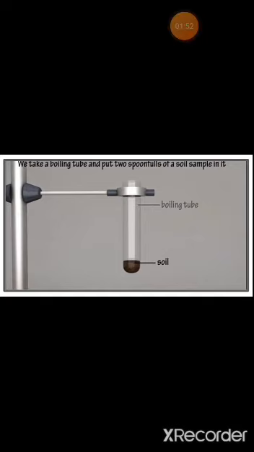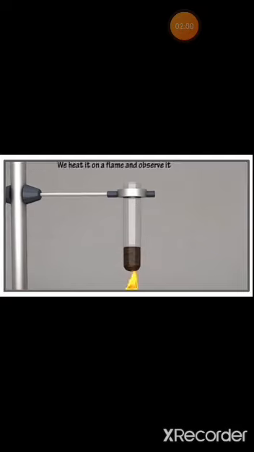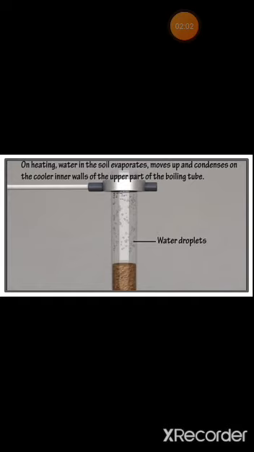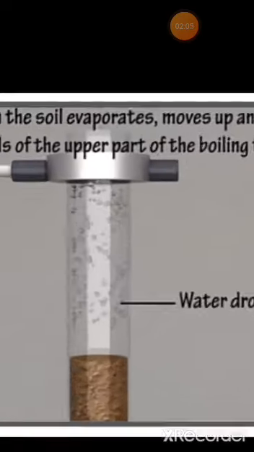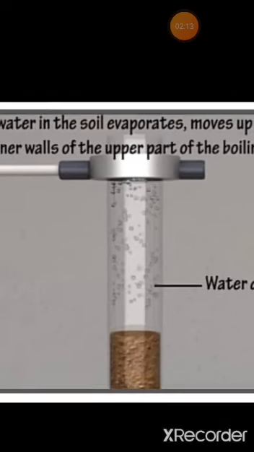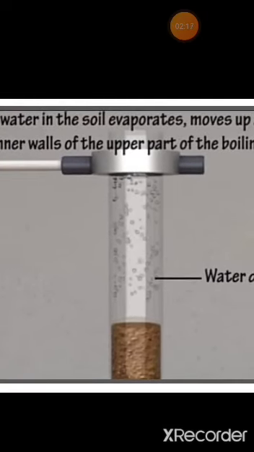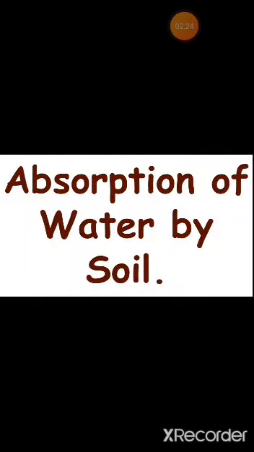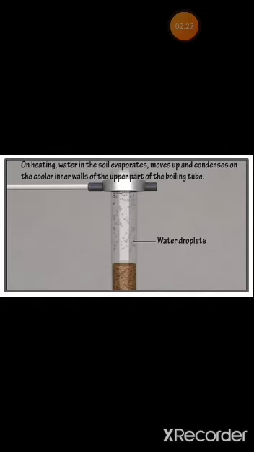Here we take a boiling tube and put 2 spoonfuls of soil sample in it. Heat it on a flame and observe it. After some time, the water in the soil evaporates, moves up and condenses on the cooler inner walls of the upper part of the boiling tube. Here you can see the droplets of water on the sides of this test tube. It indicates that the soil contains moisture.